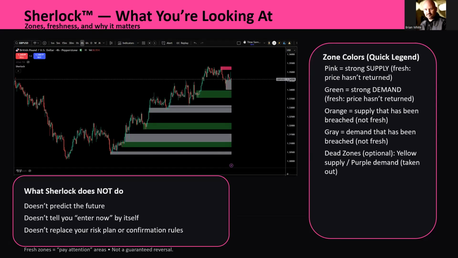Once a zone does get breached, it changes its color to orange for the supply or resistance and gray for the demand and support. That's Sherlock telling you the market proved it could push through those tested areas. And then we have what we call the dead zones, which I showed on the previous screen, marked in purple and yellow. These are the zones that have already been taken out. And honestly, I don't ever leave those on. Those are strictly for when I want to go back and backtest to see how things reacted to those zones. So it's a great tool for learning on the charts.